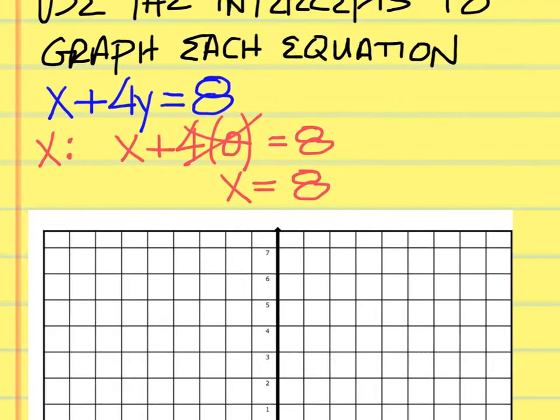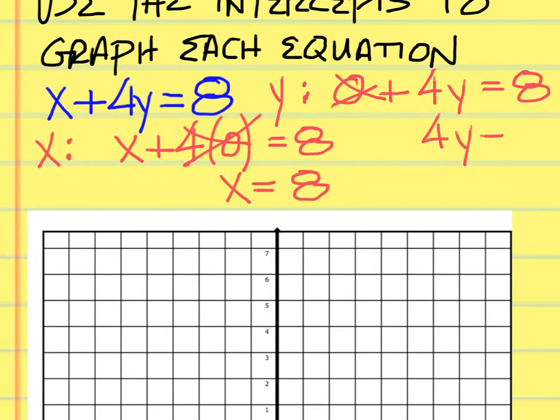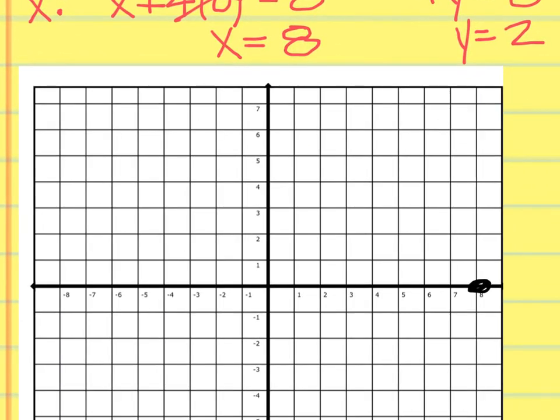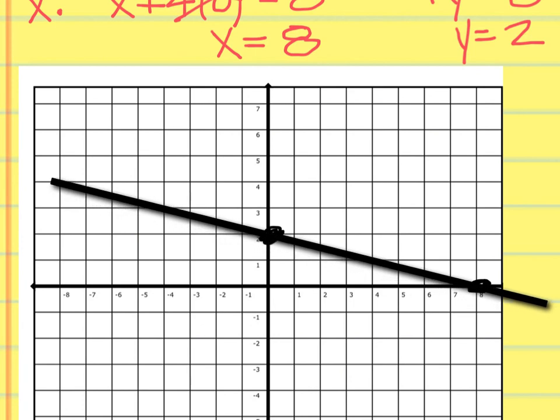Now to find the y-intercept, you would plug a 0 in for x and solve for y. Of course, that 0 is gone, so 4y equals 8. Y would have to be 2. So put a dot where it says 2 on the y-axis. And after you have done that, you should have your graph.